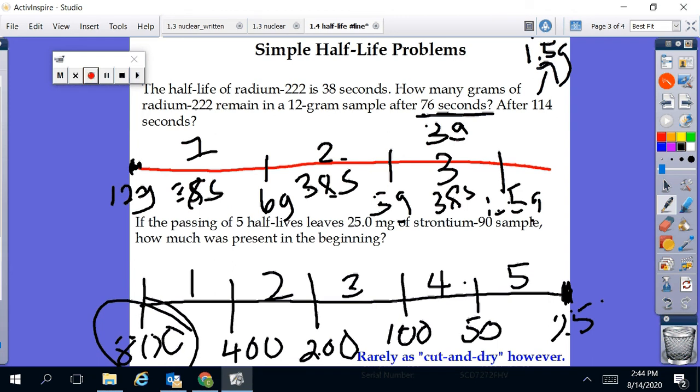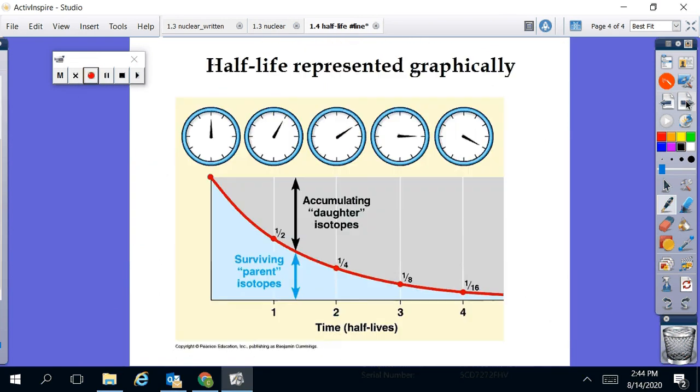Okay? And the last thing I'm going to show you is just graphically what's happening during half-life. You can see as you increase in half-lives, you are accumulating daughter isotopes, and the parent isotopes are decreasing.